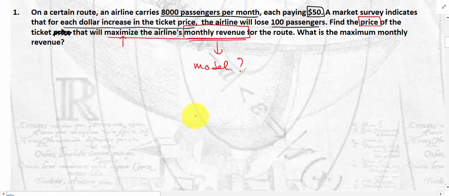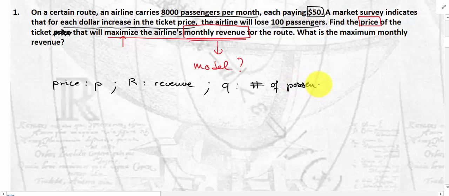Well, I'm going to be using labels that we use in econ. So in econ, price is denoted by lowercase p, revenue is denoted by capital R, and quantity of an item sold, quantity of passengers, quantity of tickets, generally a quantity is noted by lowercase q. Here in the problem it's going to be the number of passengers.